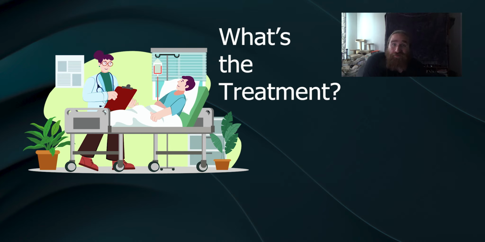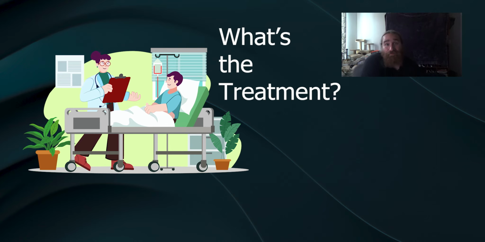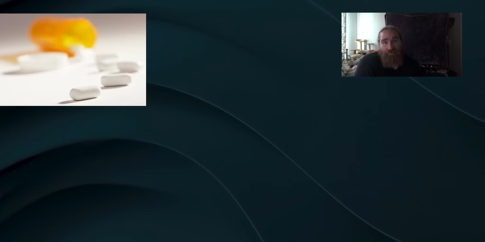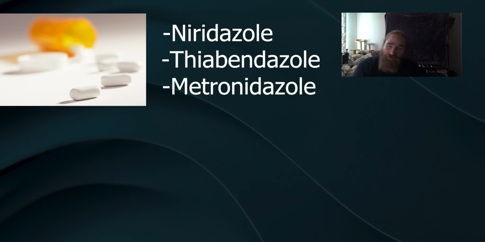Well, shoot guys, is there any kind of actual treatment for the guinea worm? And the answer is technically no. So far, there's not a drug or vaccine that can be used to prevent guinea worm infection. However, some sources do indicate that we have at least 4 drugs that are used to manage the symptoms of inflammation. These are niridazole, thiabendazole, metronidazole, and mebendazole.